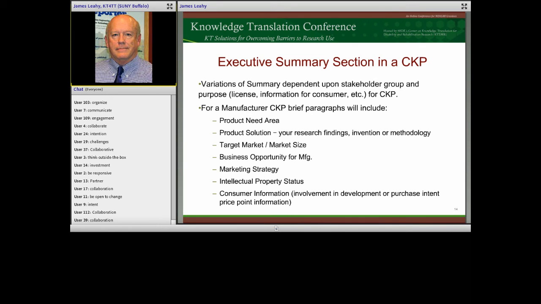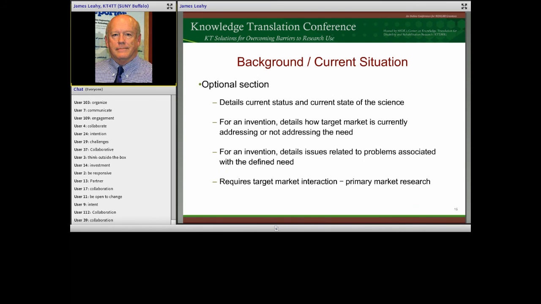And just briefly, there's an optional section which we talk about, which is background and current situation. It details the current status and current state of the science. For an invention, details on how the target market is currently addressing or not addressing the need. For an invention, you give details, issues related to the problems associated with the defined need. And it requires a target market interaction, some primary market research involving consumers.